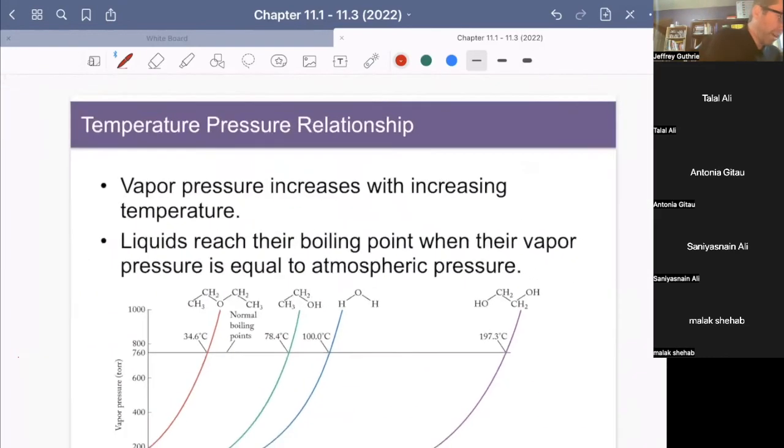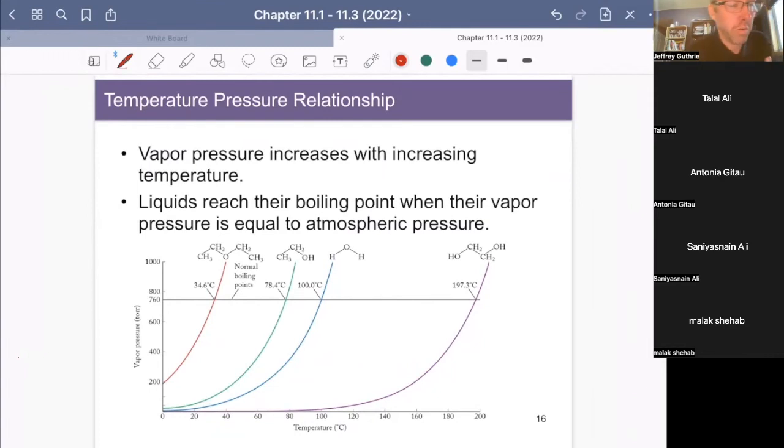Okay, so vapor pressure increases with increasing temperature. So that probably makes sense, right? So if you have cold water versus hot water, there's going to be more water in the vapor phase if it's hotter than if it's cooler. And if there's more water in the vapor phase, it's going to have a higher vapor pressure. But the thing is, it's not a linear transformation. So as the temperature increases, it doesn't linearly increase the pressure.